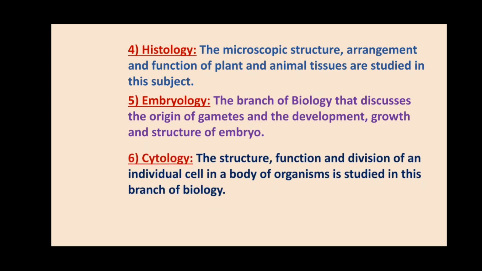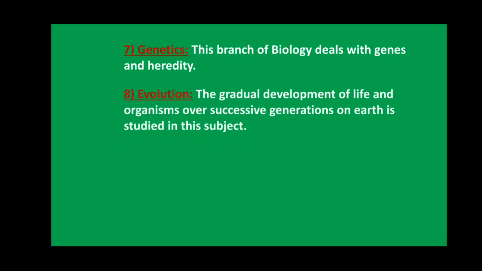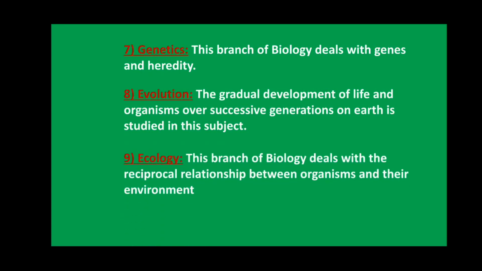Number 6, cytology. The structure, function, and division of an individual cell in the body of organisms is studied in this branch of biology. Number 7, genetics. This branch of biology deals with genes and heredity. Number 8, evolution. The gradual development of life and organisms over successive generations on Earth is studied in this subject. Next one is ecology. The branch of biology that deals with the reciprocal relationship between organisms and their environment.